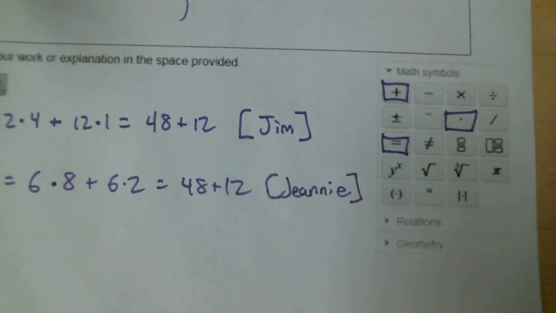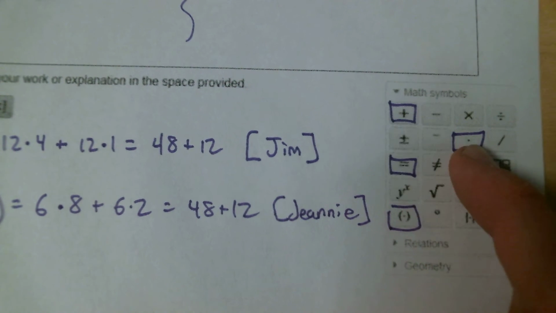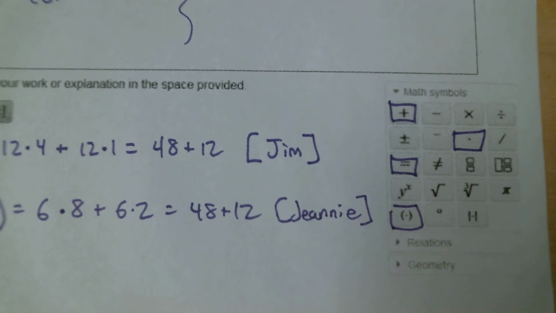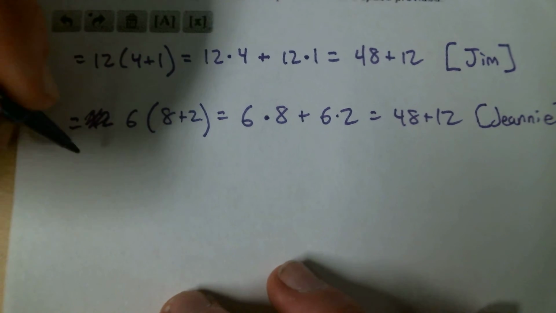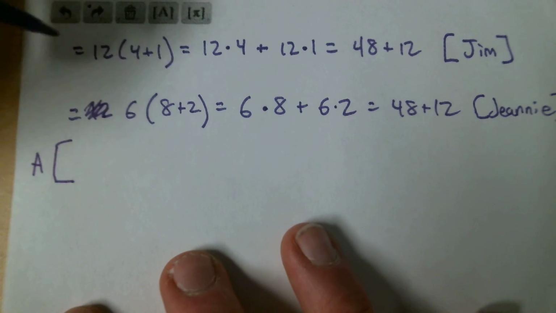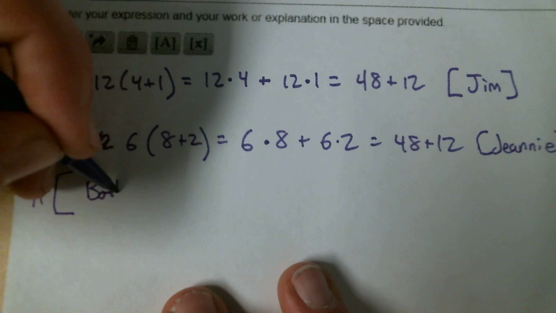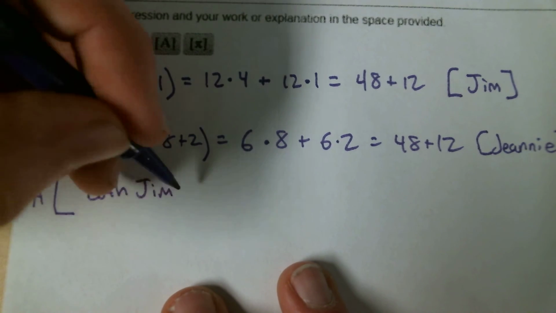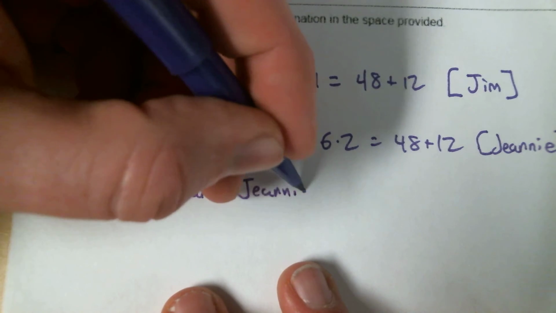So we've used all kinds of stuff. We use our parentheses, equal sign, addition, multiplication. All that stuff is working out for us. So now I've got to actually explain this. So I would need to state that I can maybe start with an assertion, right? I could start with an assertion. My assertion could be both Jim and Jeannie are correct.